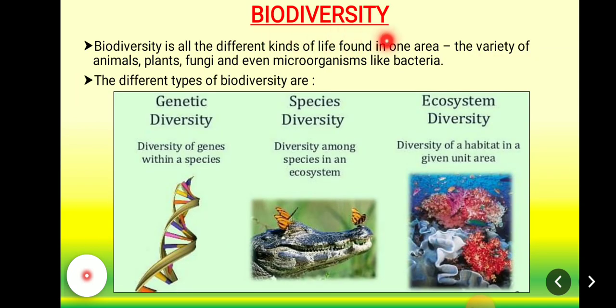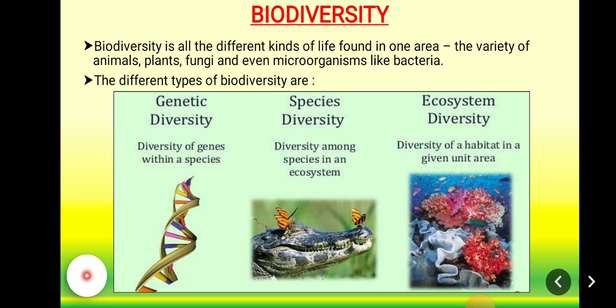Now, biodiversity. Biodiversity is all the different kinds of life found in one area. The variety of animals, plants, fungi, and even microorganisms like bacteria. The different types of biodiversity are genetic diversity, diversity of genes within a species.